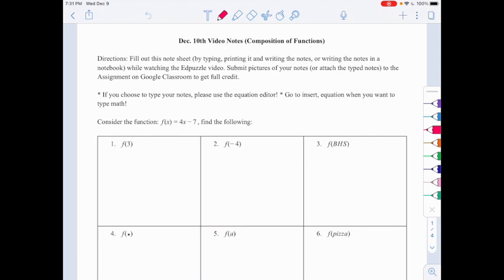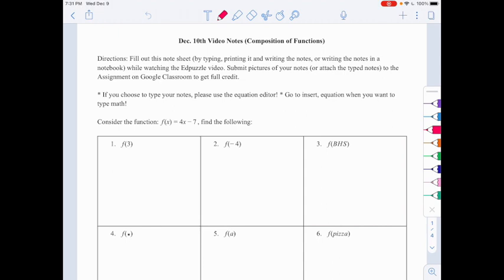So after this, we're going to spend some time on specific functions like quadratics and other types of functions like that. Anyway, as usual, fill out the notes while you watch this video, submit your notes. If you're typing them, please use the equation editor. It just looks that much nicer.